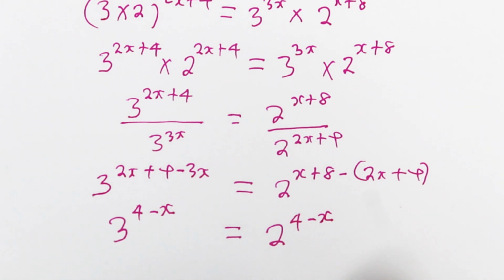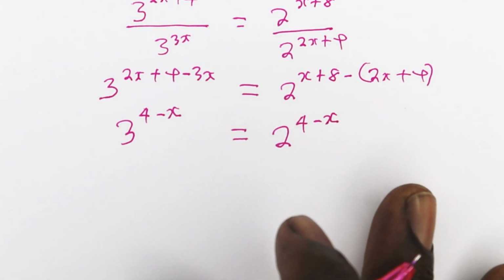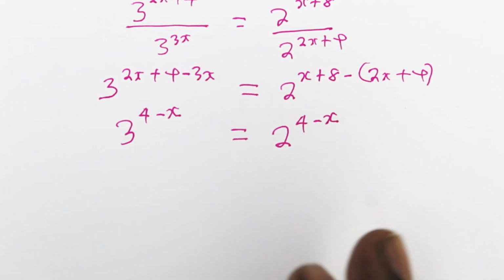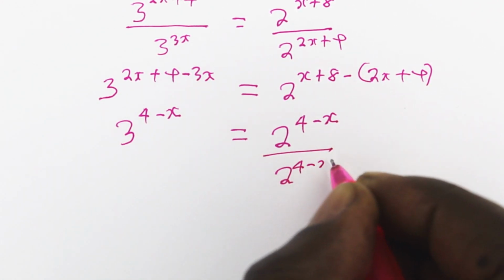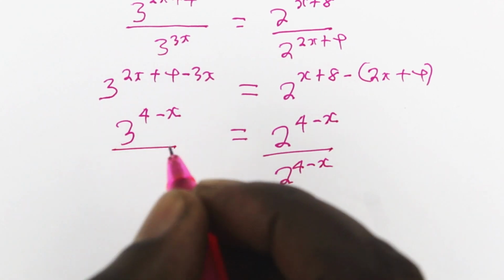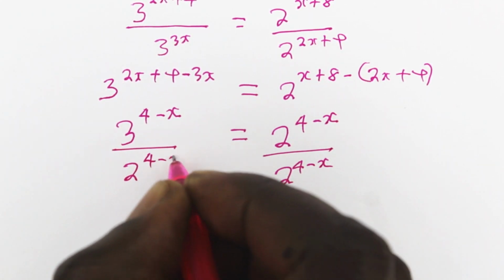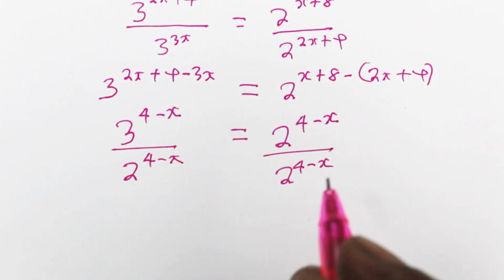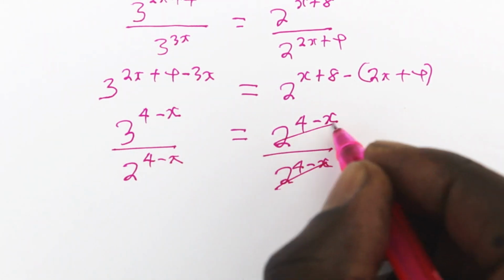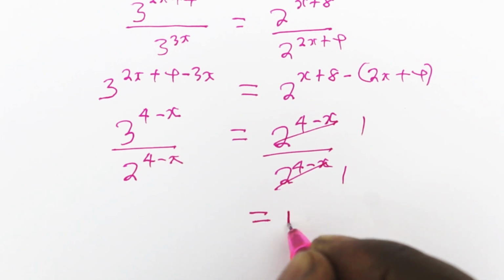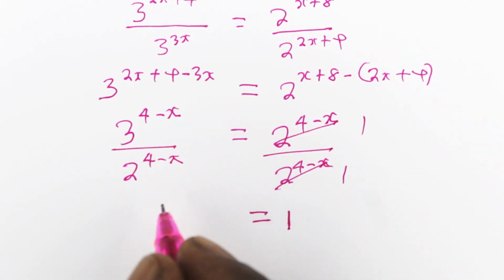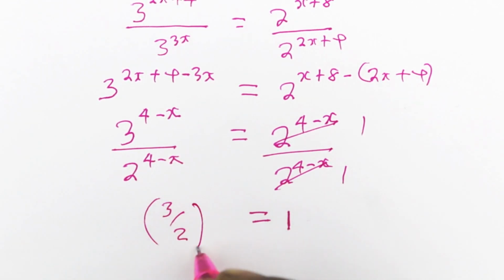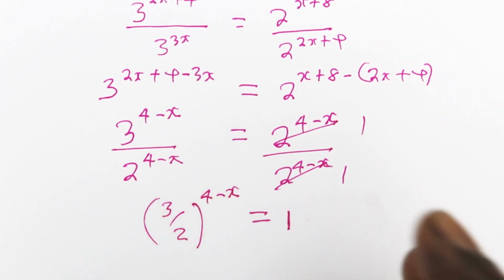So now we can either unify the bases or unify the powers. But in this case, the powers are already the same. So we can take them to one side by dividing both sides by 2 to the power 4 minus x. We do that on this side too. So on this side, this here is 1, this here is 1. So it means on the right-hand side, we have 1. But on the left-hand side, because the powers are the same, we can combine the bases. So we have 3 over 2 raised to the power 4 minus x.